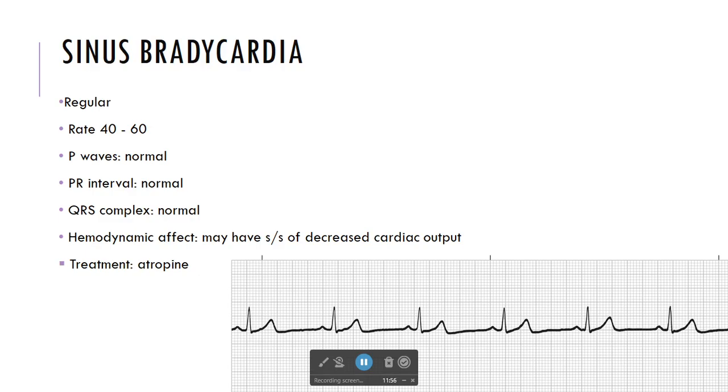So the key to treating rhythms is, is the patient symptomatic? And if they are, then we need to treat them. If they are not, then we've got some time to decide why this is happening. Now, just because you are in sinus brady doesn't mean that there's a problem. When you go to sleep, your heart rate will slow. If you are an athlete or exercise a lot, you will have a lower heart rate. That doesn't mean I have to run in there and give you atropine. I will only give you atropine if you require it.